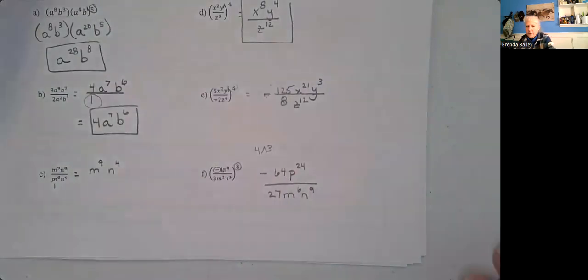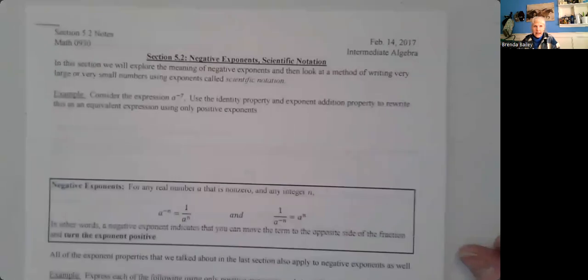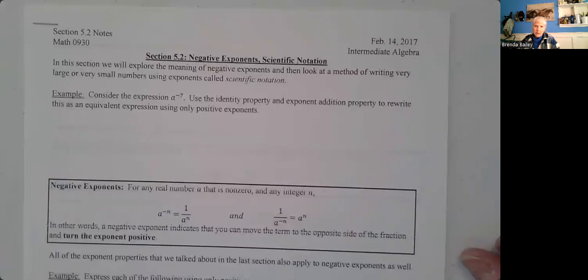Okay, now let's go ahead and look at section 5.2. I wanted to do these together so I didn't have a whole bunch of videos. This is dealing with negative exponents and scientific notation. Most of you are pretty familiar with scientific notation, but we'll briefly review it a little bit here. And this scientific notation incorporates the negative exponent.